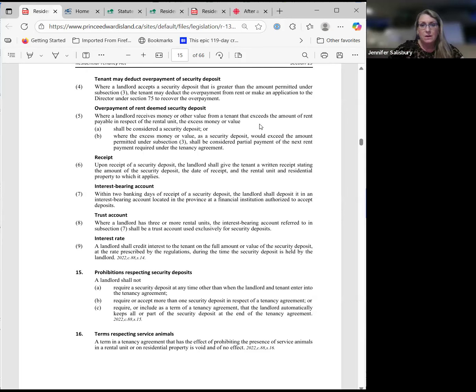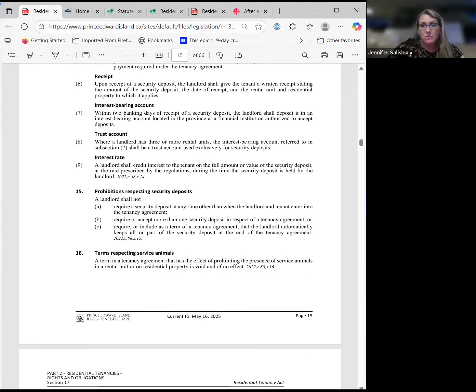And then this is even crazier, trust account. Where a landlord has 3 or more rental units, meaning it's basically a business, it's a legit business, the interest-bearing account referred to in the last section shall be a trust account used exclusively for security deposits. Okay, I'll buy that. And of course, there's got to be an interest rate. You've got to pay the tenant an interest amount. It's usually something very small.